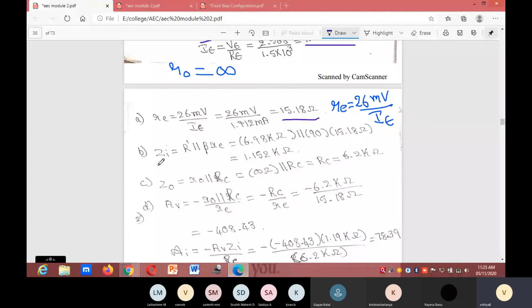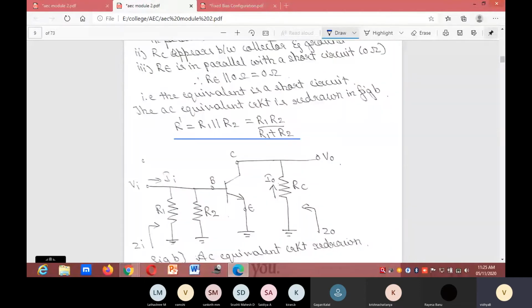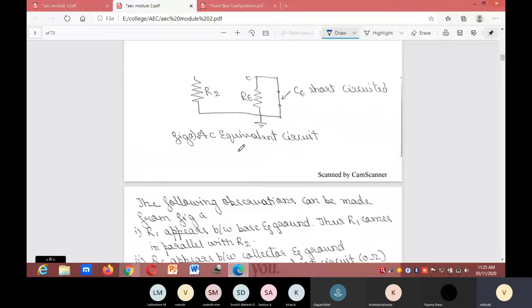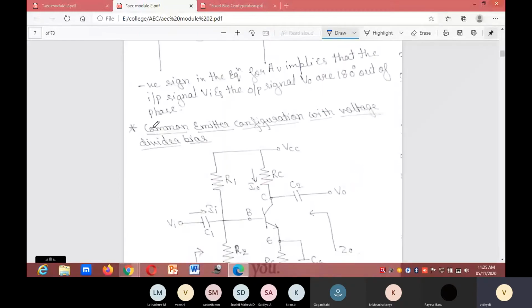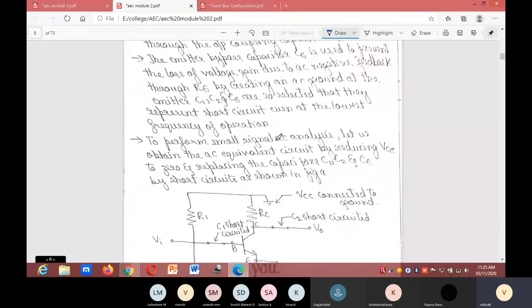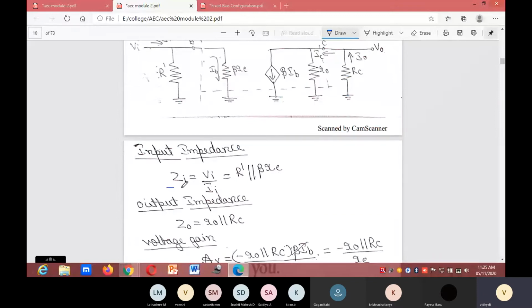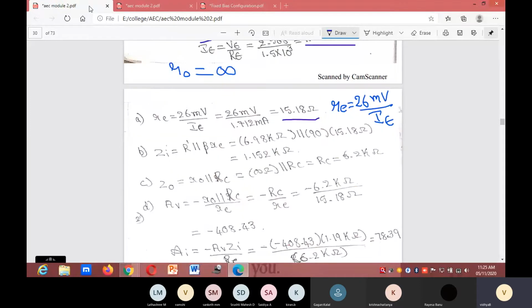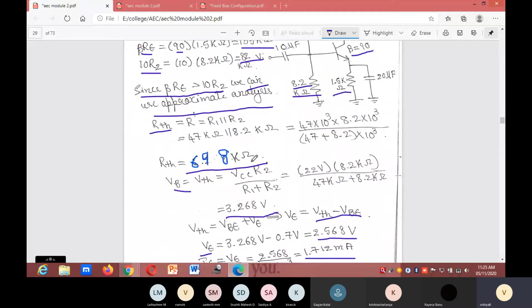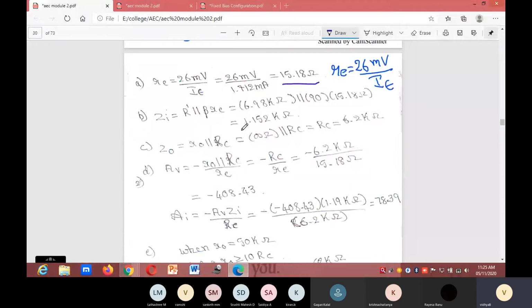Okay. What is the input impedance formula? We need to remember the voltage divider configuration. Okay, this is the CE configuration, common emitter configuration with voltage divider bias. And this is the formula for input impedance. Input impedance Zi is equal to what? Vi divided by Ii, that is equal to R dash parallel with beta re. That is what you need to find out. R dash value is RTH, what we got? 6.98 kilo ohm. What about beta re?